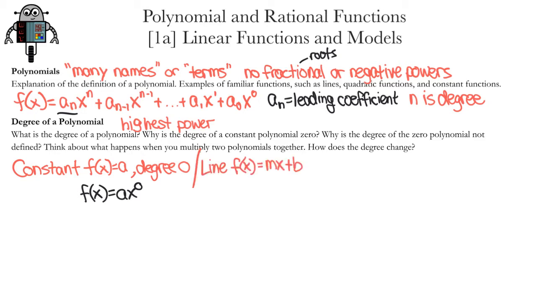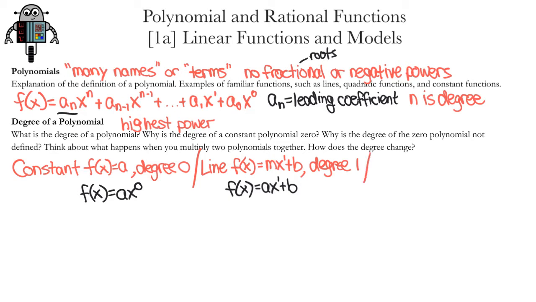For a linear function such as f of x equals mx plus b, or we could call it ax plus b, the degree of that polynomial function is 1, because x is being raised to the 1 power, and that's the highest power of that function. We'll come back to linear functions in just a moment.